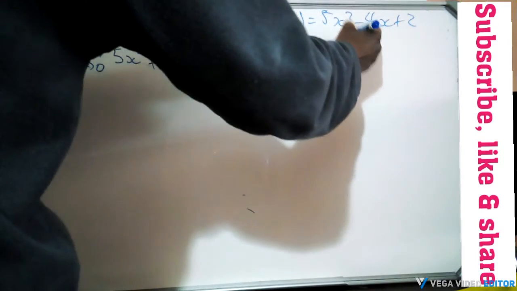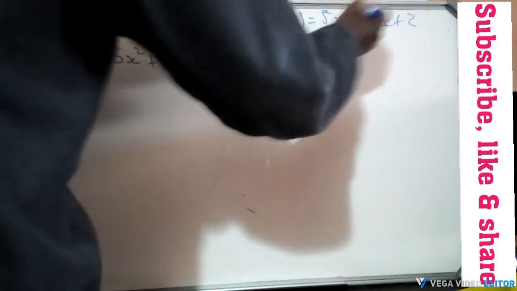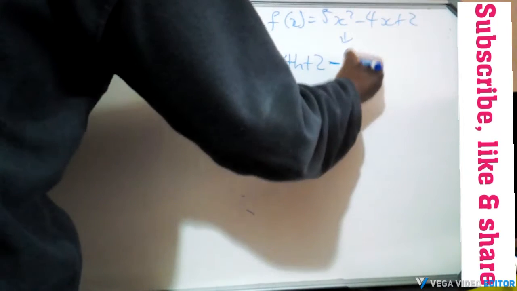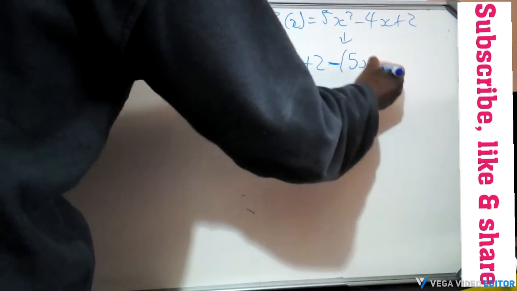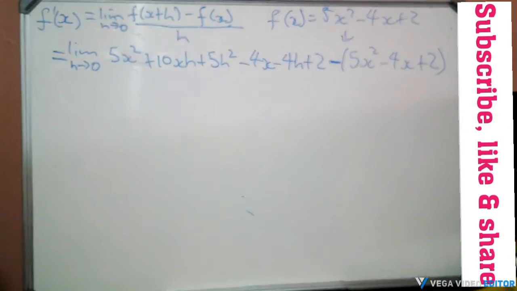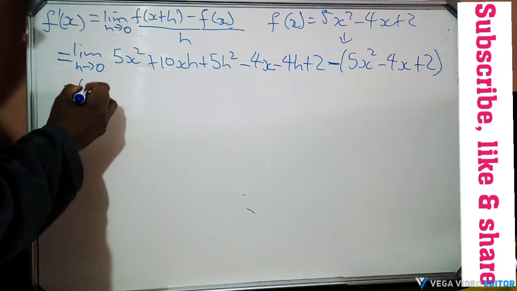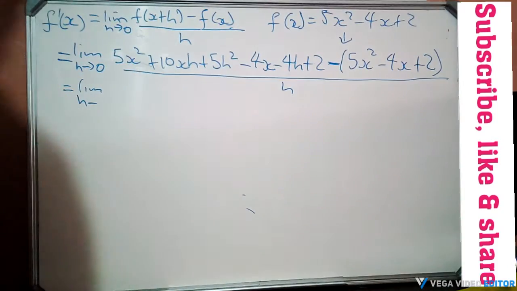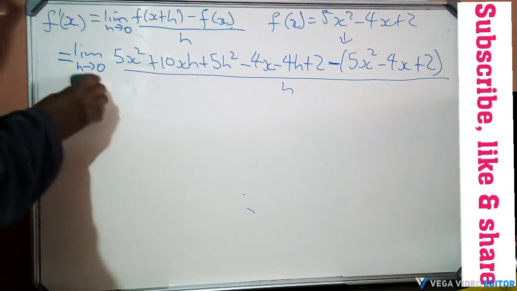So we take this one here. For you to be sure, because this negative sign is going to affect everything, make sure that you put your bracket there, and then you've got 5x squared minus 4x plus 2. The reason you need the bracket is that this negative sign will affect everything there. For example, coming down to the limit with h approaching 0, sorry, I forgot h there, divide everything by h.